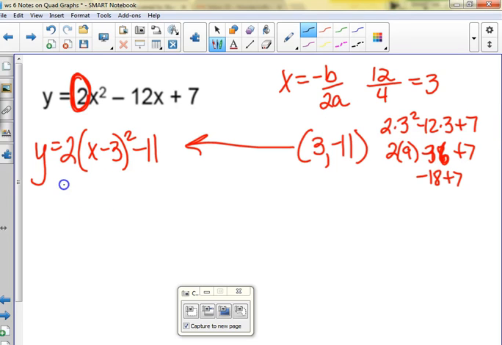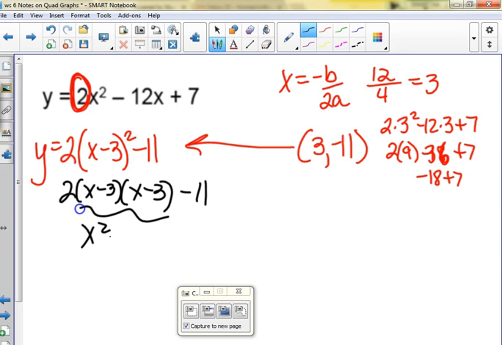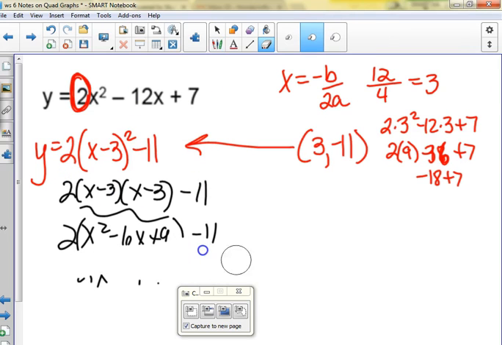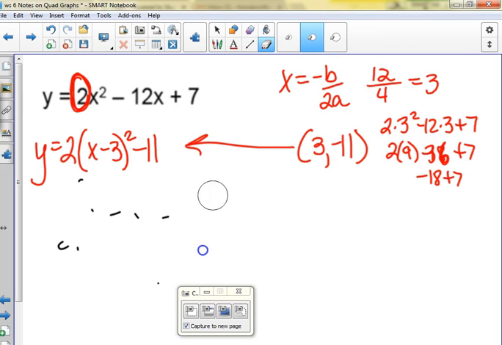Even though we rewrote this in vertex form, there still has to be the stretch of 2 out there, okay? Now, don't write this down. If I FOIL this together, I get x squared minus 6x plus 9. If I distribute a 2 through there, I get 2x squared minus 12x plus 18. 18 minus 11 is 7. Did I get back to what I started with? I'm just trying to show you that it's not magic, that keeping the 2 really is necessary to get back to what you started with, okay? All right, that's the way I would have done that problem.